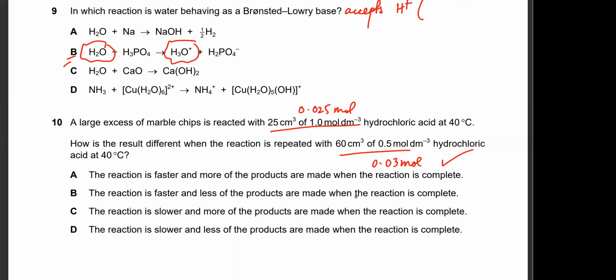This one, you have more hydrochloric acid. Remember, the marble chips are in excess, so the limiting reagent is the hydrochloric acid. So you get more hydrochloric acid, there's going to be more reaction. ठीक है? So more the reaction, more products would be formed in this one, in the second reaction. ठीक है? There's going to be more products, but is it going to be a faster reaction or is it going to be a slower reaction? It's the second one, this one. क्या होगा? Is it faster or is it slower?